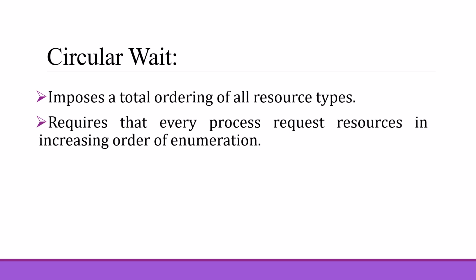And finally, circular wait. This is when the processes are waiting in a circle. To prevent this, we can assign a number to each resource and make sure every process requests resources in a particular order, always from low to high. This breaks the circle. So, by breaking any one of these four conditions, we can prevent a deadlock before it even starts.